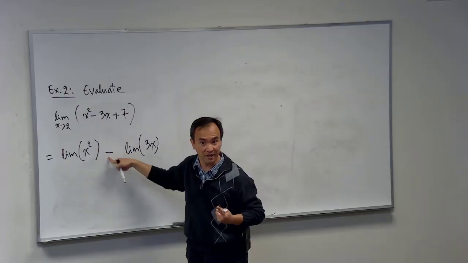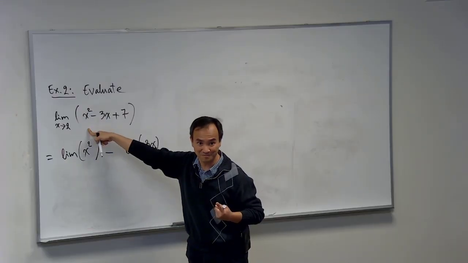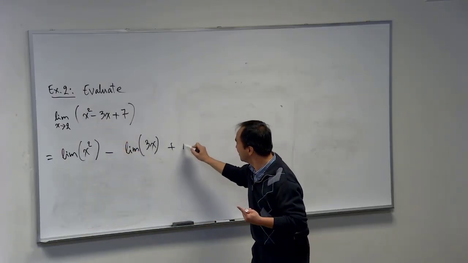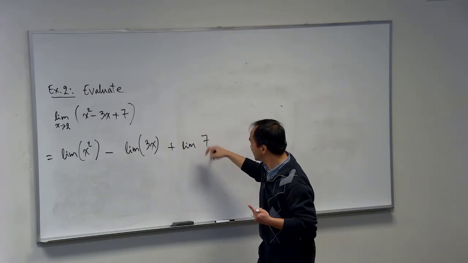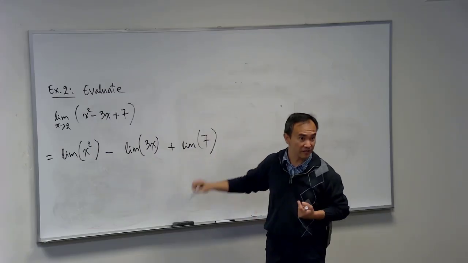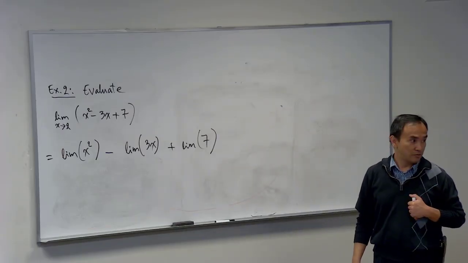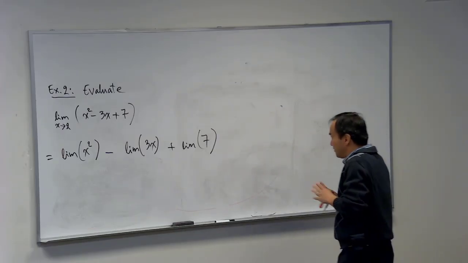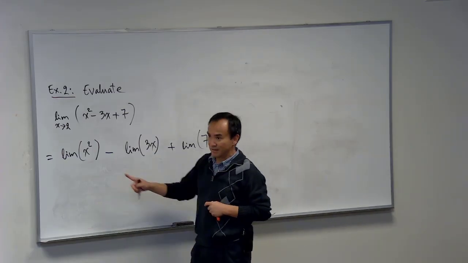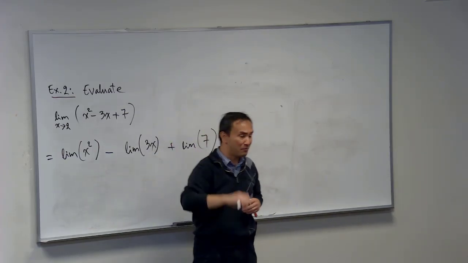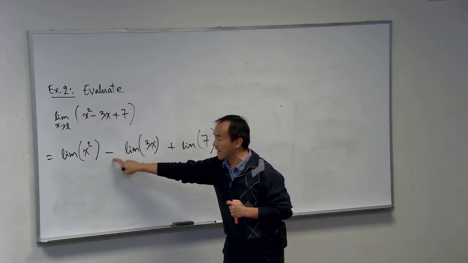Because it's the limit of a difference. Sounds good? Okay. And then plus the limit of 7. I see 7 as one function on its own, being a constant function. Sounds good? Okay, so the limit of a sum or difference law, like the laws 3 and 4 that I combined together, allows us to arrive here.